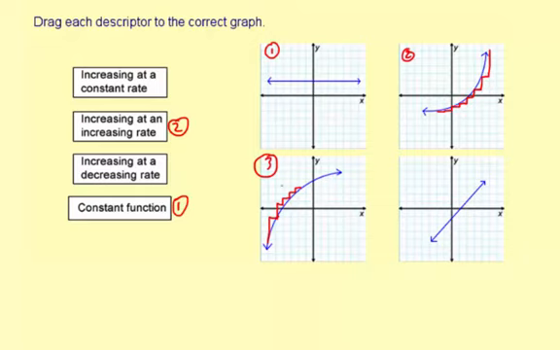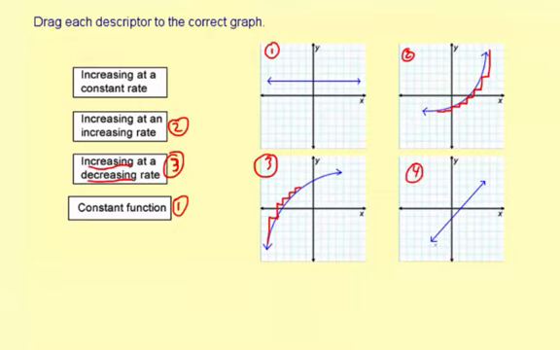So this is probably the most confusing type of function. It's increasing at a decreasing rate. So increasing means going uphill from left to right. But the rate of change is decreasing because it's less and less steep as you move from left to right. Or the amount of change in y is getting smaller each time.